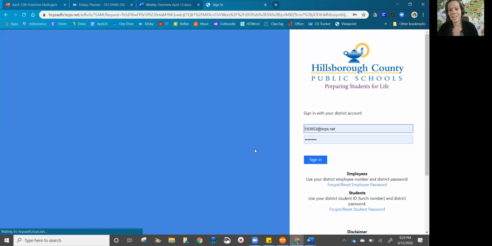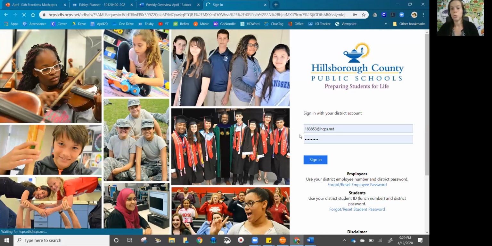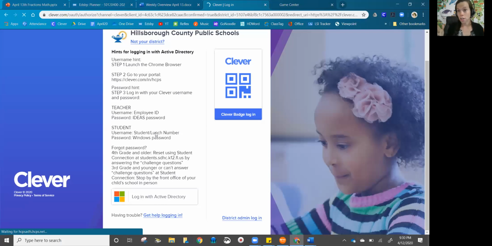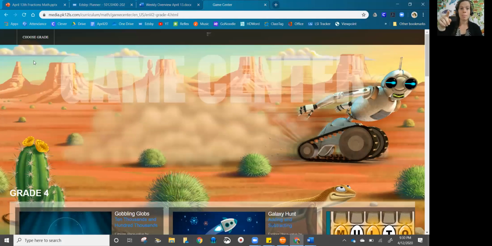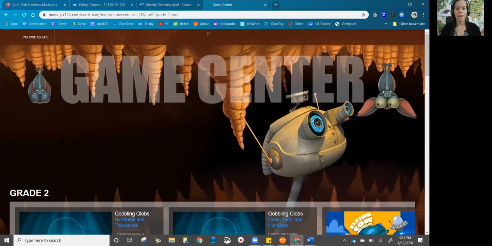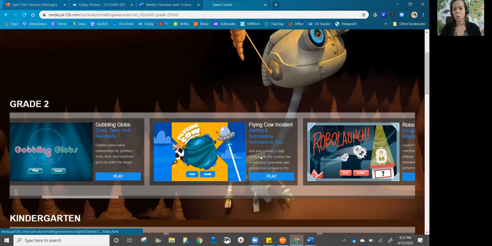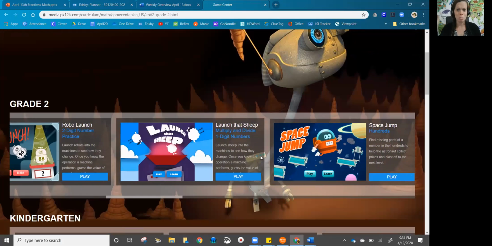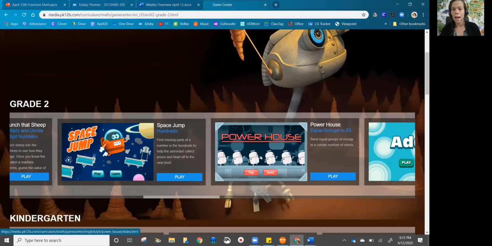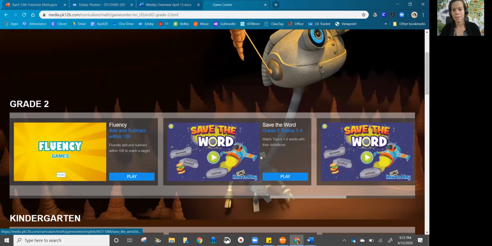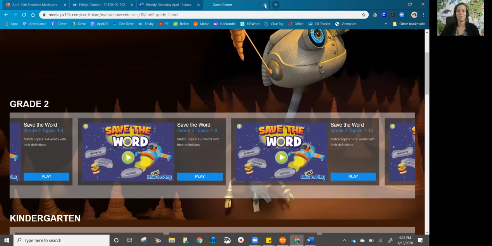Log in. And go. All right, so Clever is running really slow for some weird reason. I have no idea why. But this is the Game Center. If you go on Clever and go on my page, you'll see Pearson Realize Game Center. And it will bring you to second grade games that you can play that are super cool and all about math. Launch the Sheep, Space Jump, Powerhouse, Add It, Fluency Practice, Save the Word, all those. Okay, so they're super cool.